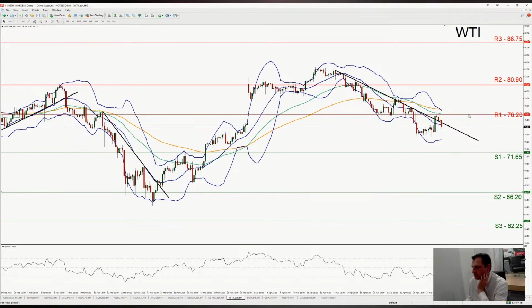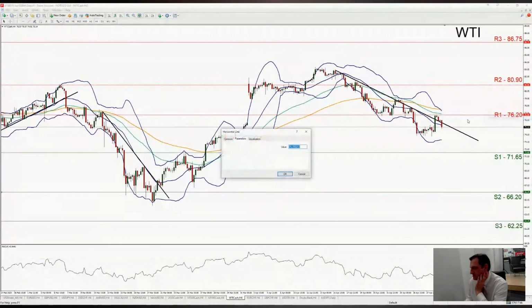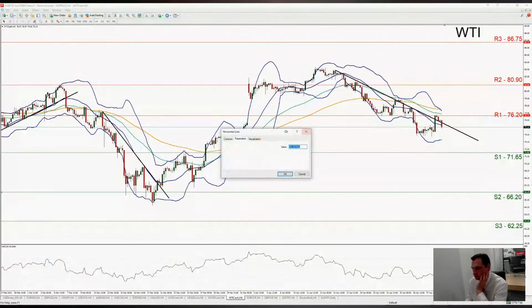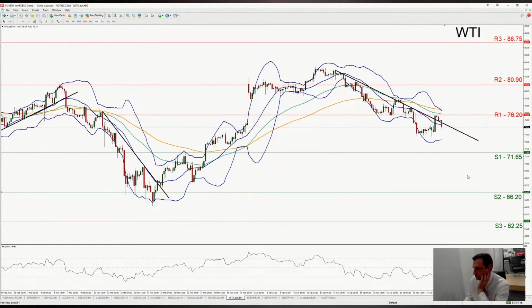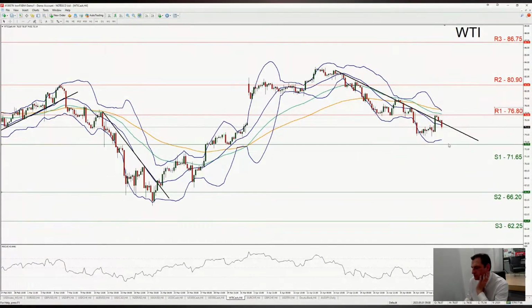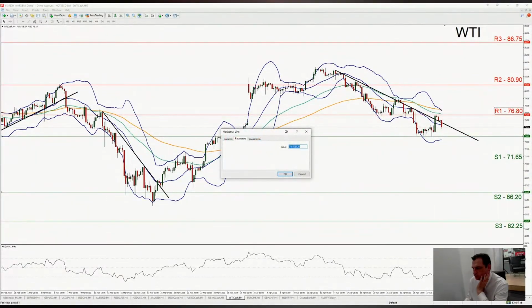Actually, let me work right now on this. There's a resistance line here. The temptation is too big to change that. And that's the 76.80. And I'm definitely going to be readjusting also the support lines. $73.90.